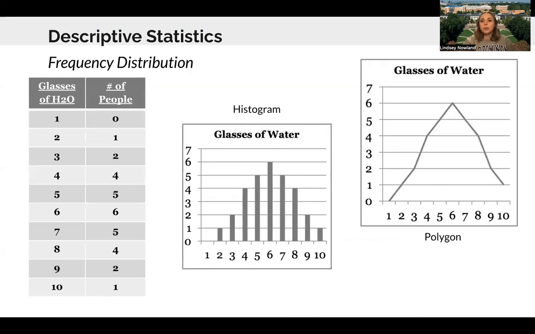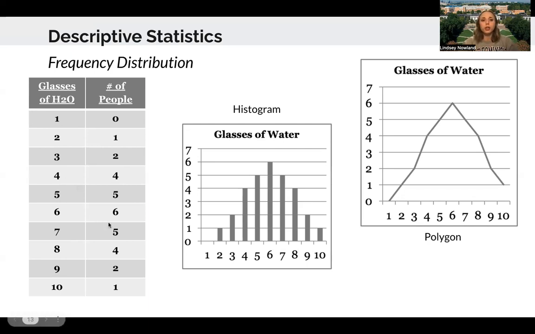So I have a couple examples here. If you look to the far left, I have a table here of the glasses of H2O. So how many glasses of water did the participants drink? And then on the right, I'm calculating the number of people that drank that many glasses. So I'm just doing simple addition, going through the data set and seeing, okay, how many people had 2 glasses of water? 1. How many people had 3 glasses of water? 2 people did. And then so forth, going down the table.